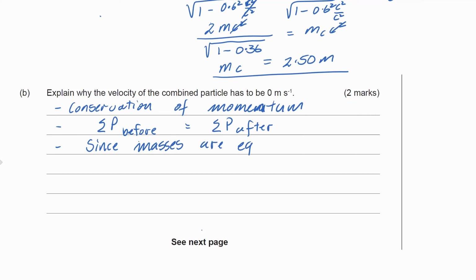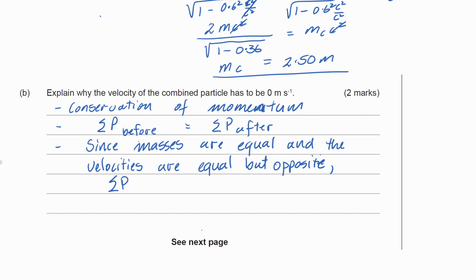So since the masses are equal and the velocities are equal but opposite, so one is the negative of the other, the sum of P after must equal 0, therefore velocity of particle C must equal 0. So that's how we know. Okay, so 2 marks, generally 2 points, but this here would be considered to be 1 point, and then you've got your second point there.